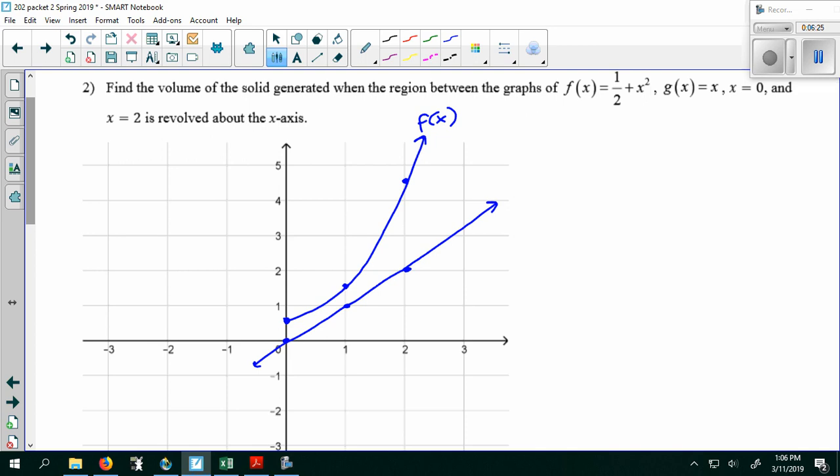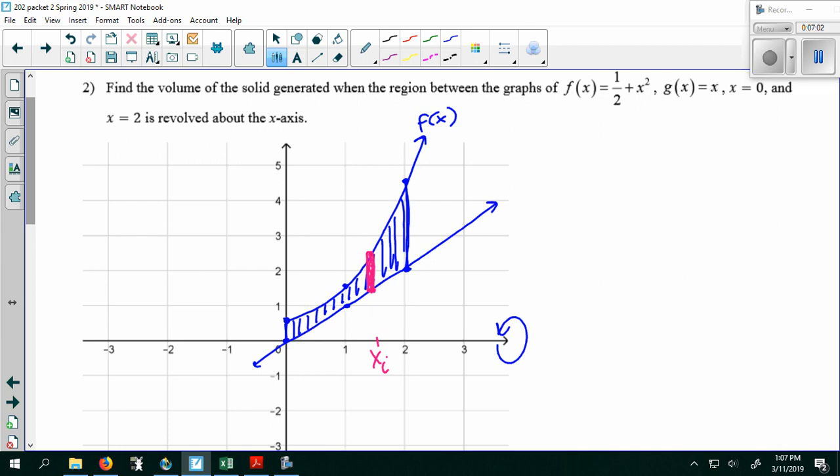And between x equals 0, that's here, and x equals 2 here, this blue region that I'm shading is the region that I'm supposed to rotate about the x-axis. So I'm going to draw a representative rectangle perpendicular to the axis of revolution. I'm just going to pick a random location along the x-axis. We'll call this x sub i. And I'm going to draw a little rectangle at x sub i, and that rectangle is going to have some width, delta x.